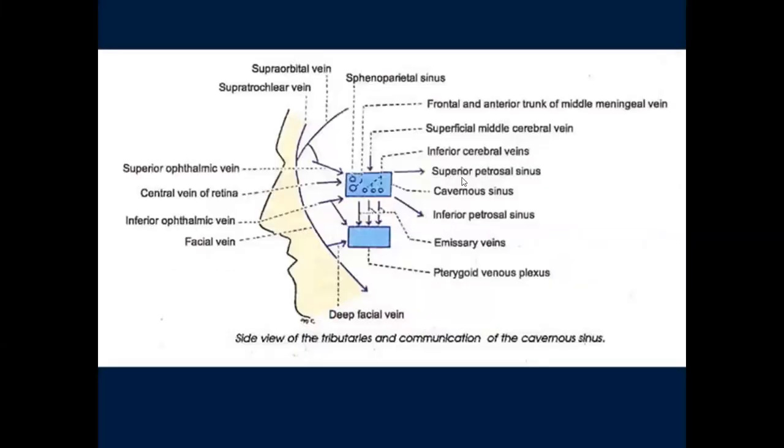This is a simplified diagram showing what all are tributaries cavernous sinus will have. So incoming channels, as I told earlier, are superior ophthalmic vein, inferior ophthalmic vein, and central vein of retina. And meningeal and brain branches are sphenoparietal sinuses.